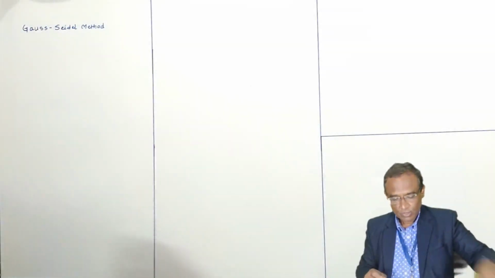Hello friends, welcome back. In the last lecture, we discussed numerical methods. In numerical methods, we discussed the Gauss elimination method. It was a direct method. One more method we are going to discuss to solve a system of linear equations is the Gauss-Seidel method. There's one problem on the Gauss-Seidel method.